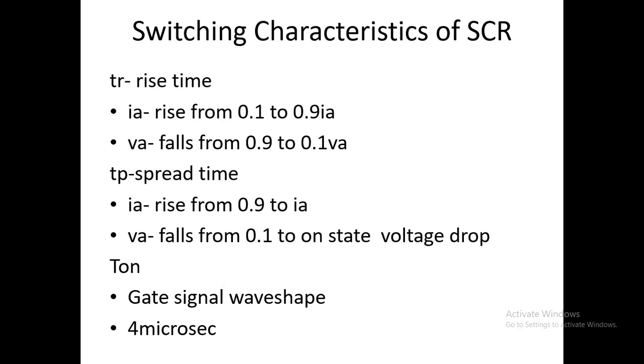And the rise time, it is the rise of anode current from 10% to 90%, and VA falls from 90% to 10%. Spread time, that is current rises from 90% to the full value of 100% of IA, and VA falls from 10% to the on-state voltage drop. So the T-on depends upon the gate signal wave shape, and it is a minimum of 4 microseconds.